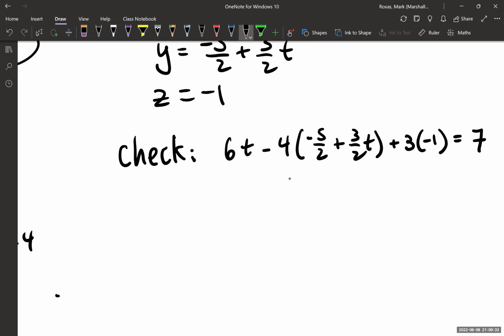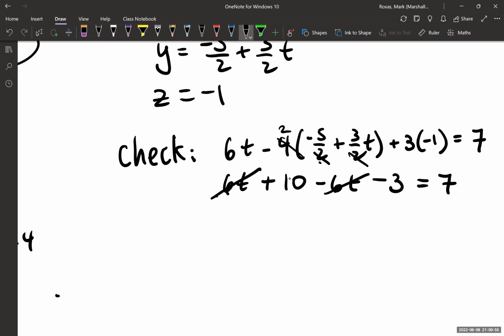You just want to check the left side equals the right side. And so we have 6t, minus 4 cancels with the 2 to get 2, so 2 times 5 is 10, so plus 10, and then the 4 cancels with this 2, get another 2 again, so 2 times 3 is 6, so minus 6t minus 3 equals 7. And so 6t cancels with 6t, and 10 minus 3 is 7, so 7 equals 7, the left side equals the right side, so therefore that works. Okay, those parametric equations work.